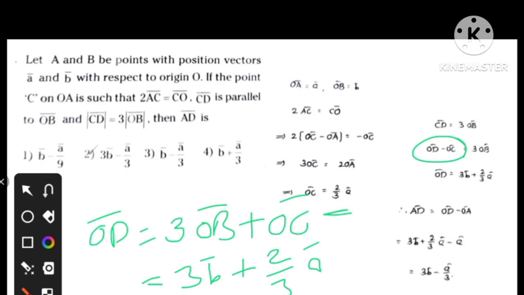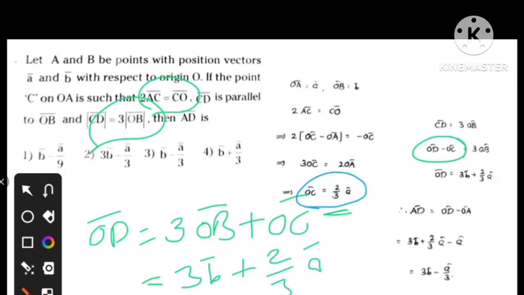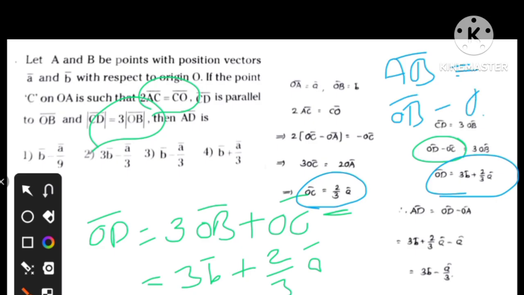Here, from the given two conditions, I am finding the OC bar vector and OD bar vector. Understand all of this from the given two conditions. Simply, first I am finding the OC bar and OD bar values by applying a very easy formula. The formula here I am using is AB bar is equal to OB bar minus OA bar. Very easy formula, directly the section formula. So find the OC bar and OD bar values.